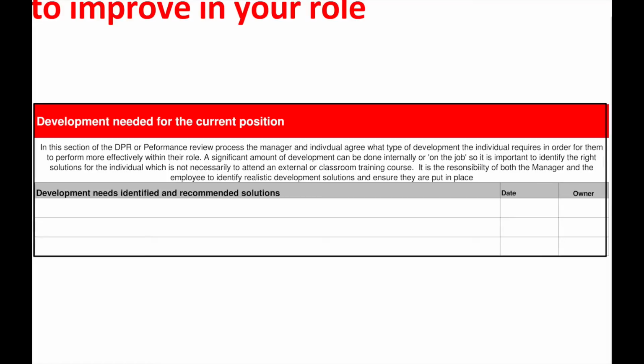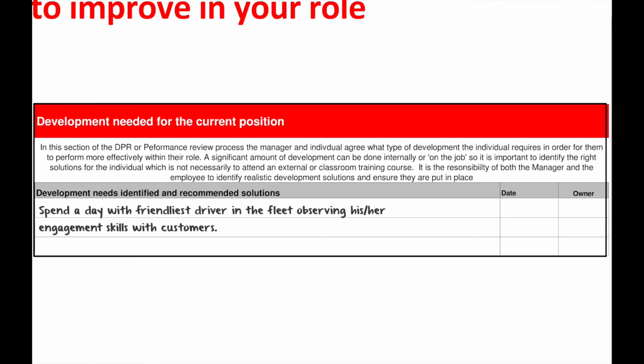However, this driver may score poorly in the customer focus competency. In other words, the driver's customer's feedback may show that he lacks friendliness and doesn't engage with them. This may be the driver's lack of confidence when engaging with other people. So in this example, the development solution for the driver is to spend a day with the friendliest driver in the fleet, observing that driver's engagement with customers. This would be a better development solution than traditional classroom training.